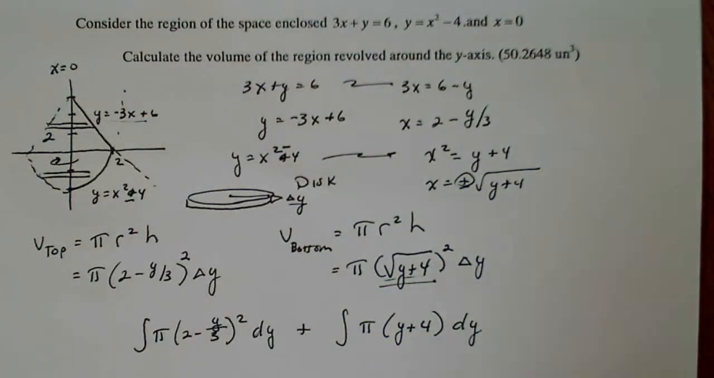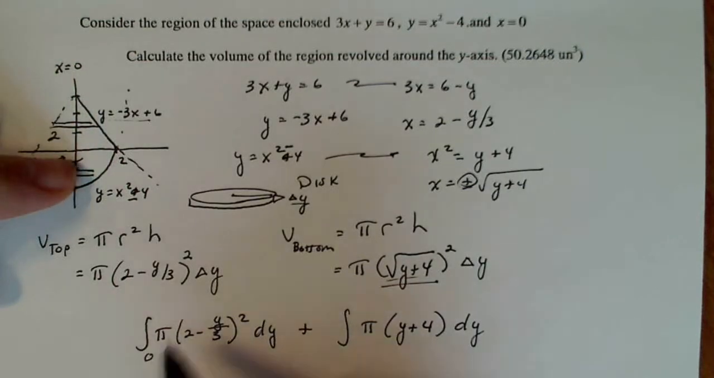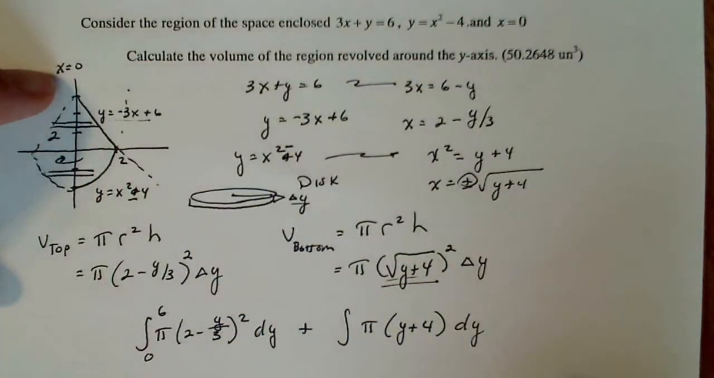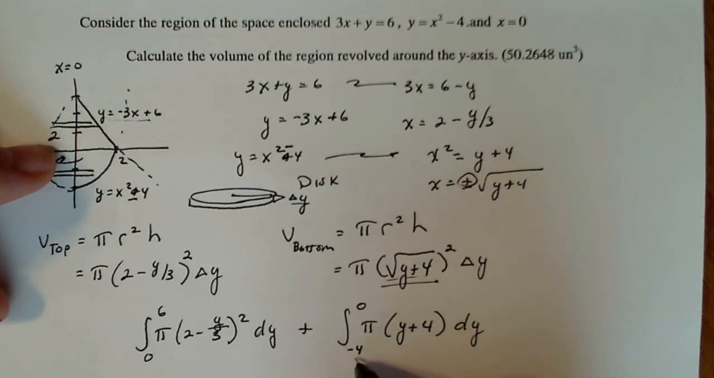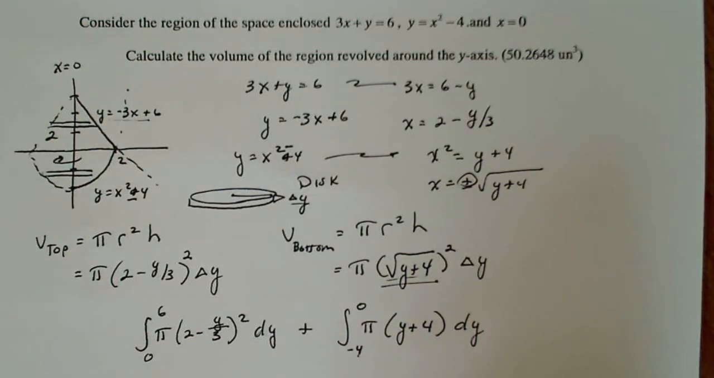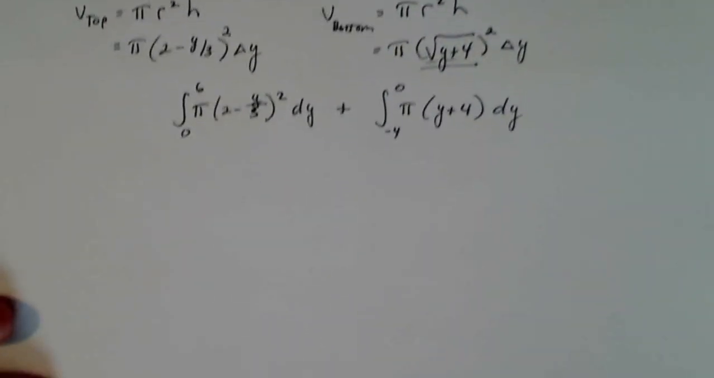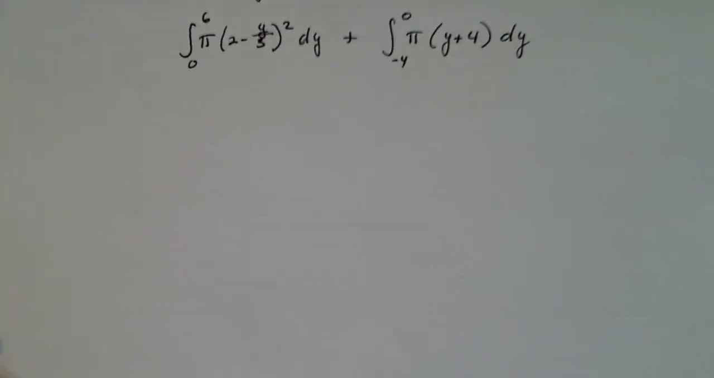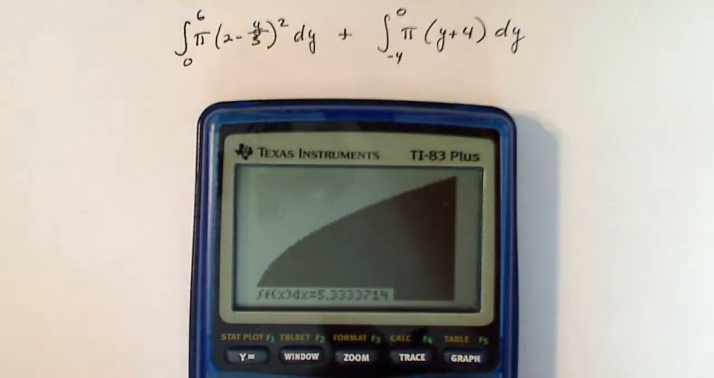Now let's think about the limits then. On the top, if I want to take the top slice and the bottom slice and think about the bounds for y, the bottom slice is where y equals 0 and the top slice where y is 6. Down here, the slice clear down the bottom here is minus 4 and the slice clear at the top is 0. So we go from minus 4 to 0. Now let's calculate these. I'm going to use the calculator. I would suggest you practice it by hand too, to make sure that you remember how to do it.